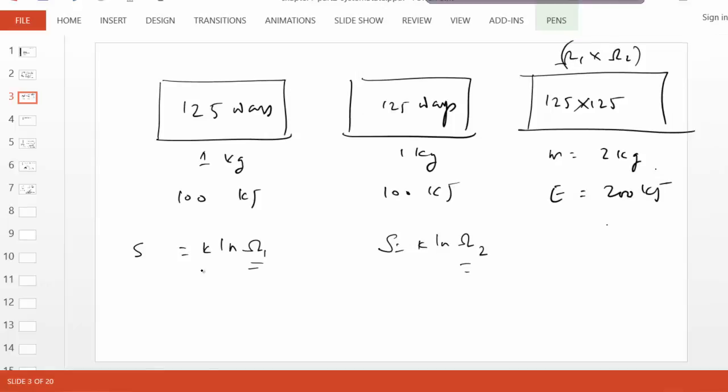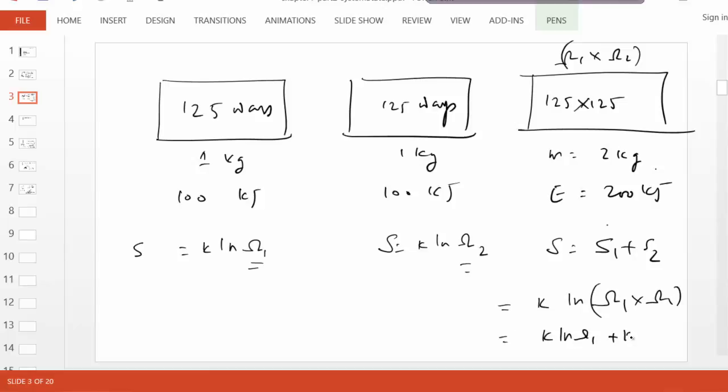But the way logarithm works, the combined entropy will be S1 plus S2, because it is k ln of omega 1 times omega 2, which is k ln omega 1 plus k ln omega 2. In other words, by using a logarithm in the definition of entropy, entropy becomes additive just like mass and energy.